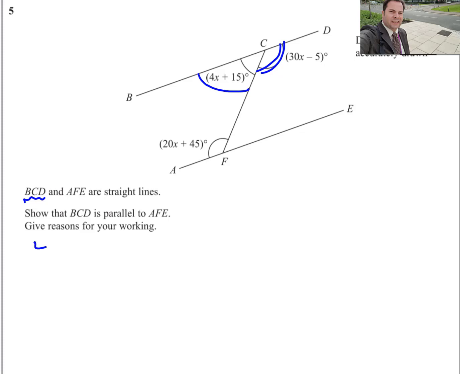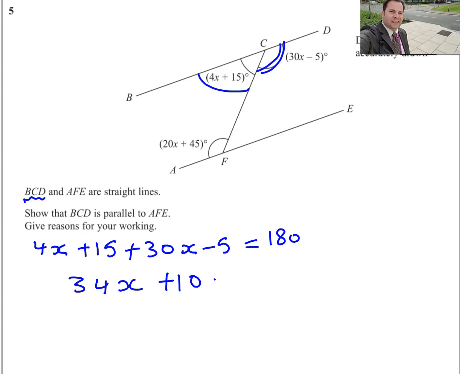Let's start. 4x plus 15 plus 30x minus 5 is equal to 180 degrees. 4x and 30x is 34x plus 10 is equal to 180. By subtracting 10 from both sides, it will be 170 divided by 34, so the answer is 5.